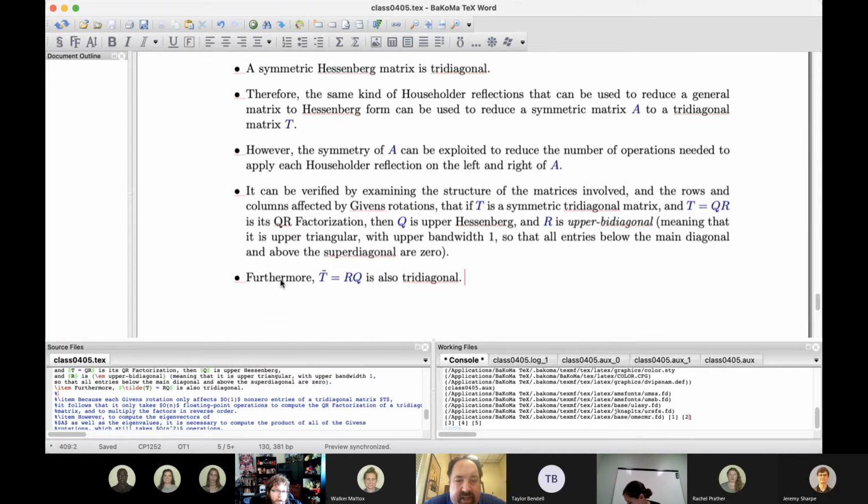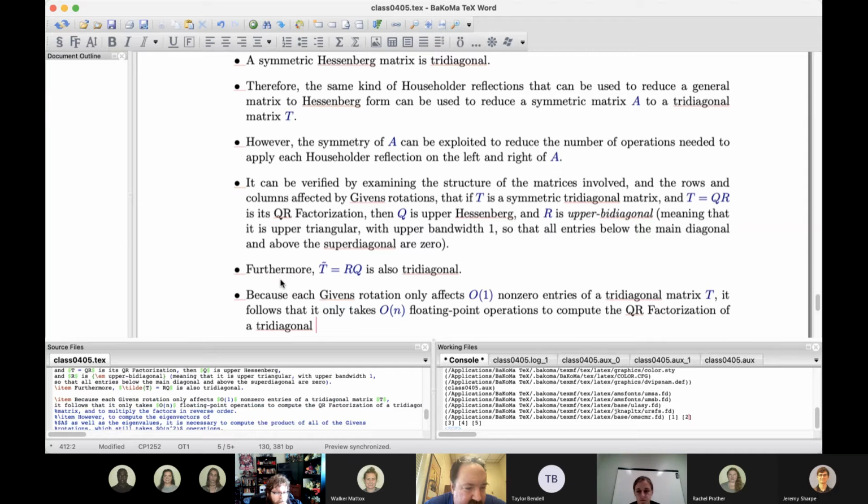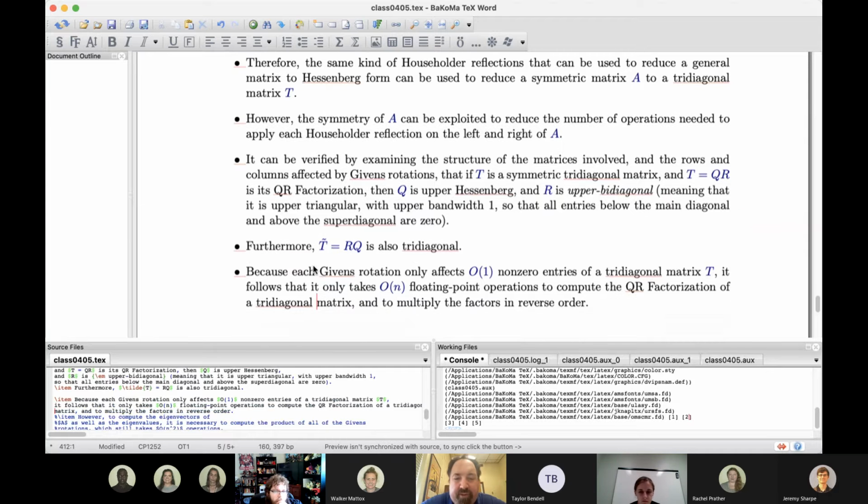Now, one huge gain in efficiency in the symmetric case is because it's tridiagonal. When you perform a Givens rotation, you're rotating rows or columns. As I mentioned earlier, there are at most 3 non-zero entries per row or column. So each Givens rotation affects only order 1 non-zero entries. In other words, it's not proportional to n.